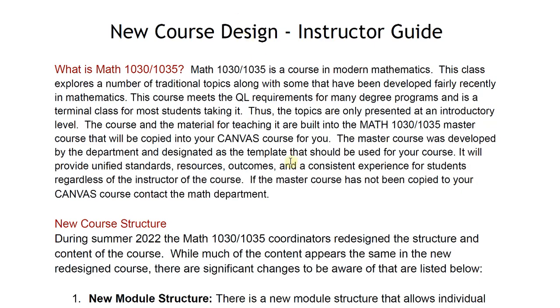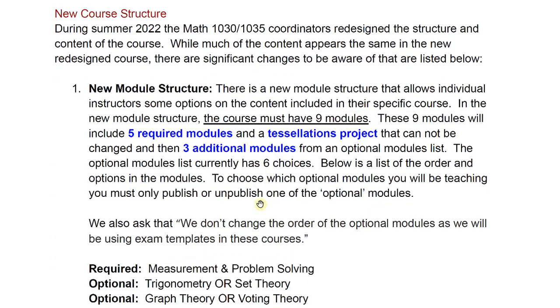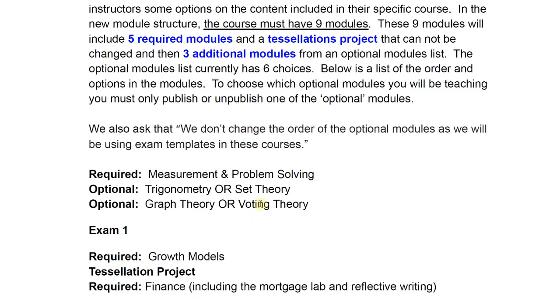In the instructor guide, in the new course structure, we have to choose from a set of optional modules which ones we will be including and which ones we will not be including in our course. For example, for exam 1, we have to choose if we want to teach the trigonometry or the set theory sections. We have to choose if we want to teach the graph theory or the voting theory sections.